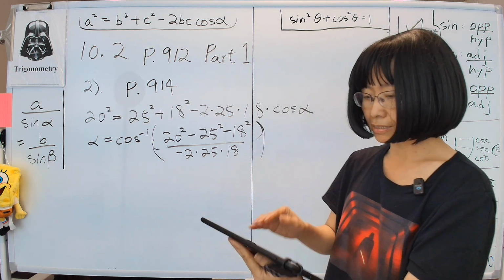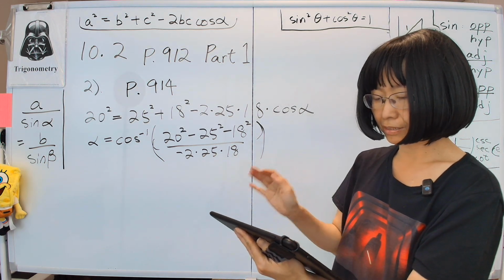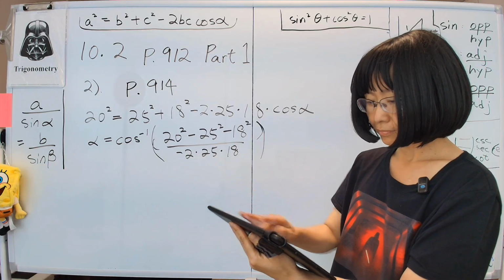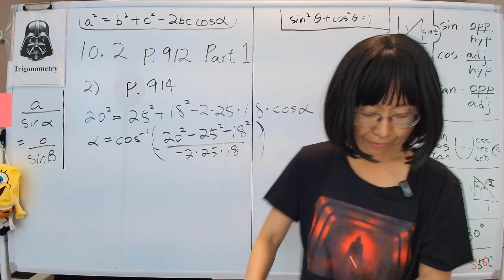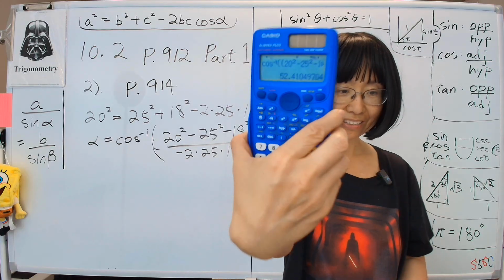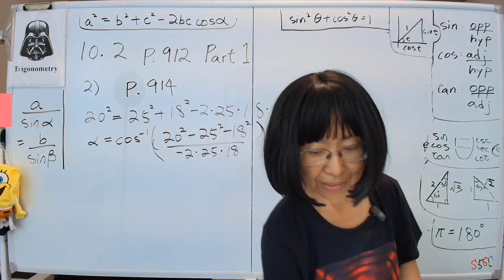Let's see, that's example 2. Oops, I lost the book. Let's flip to the other side. Alpha is 52.4 degrees. Okay, that's exactly what I have. So far so good. Next.